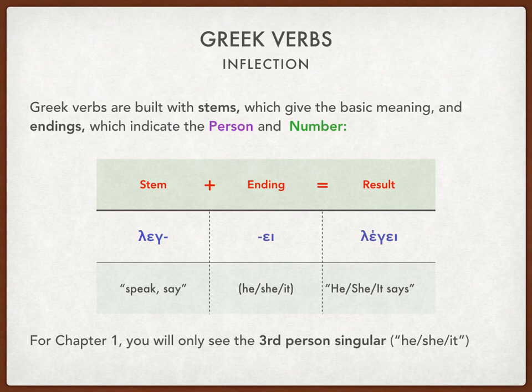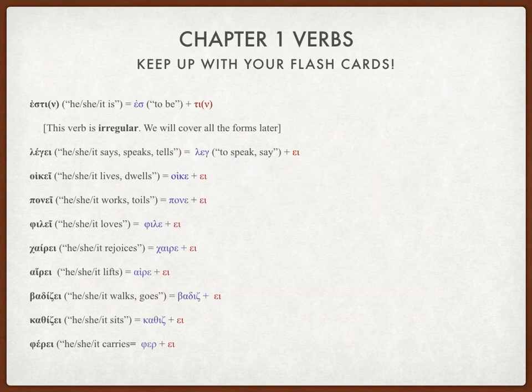Fortunately for right now, in Chapter 1, you're only going to see third-person singulars, he, she, or it. It's not going to be until a little bit later when we see I, or you, or we, or y'all, or so forth. So for now, it's not too much to worry about, but just know that Greek verbs have a stem and an ending that help you put the meaning together. So let's go over at least some of the verbs from this chapter that are going to be very important.